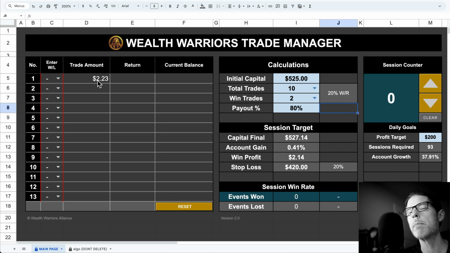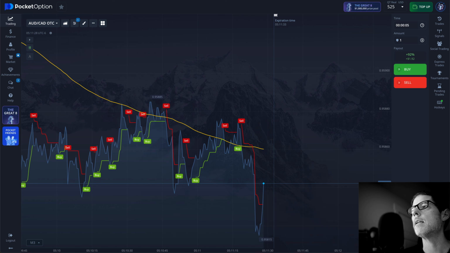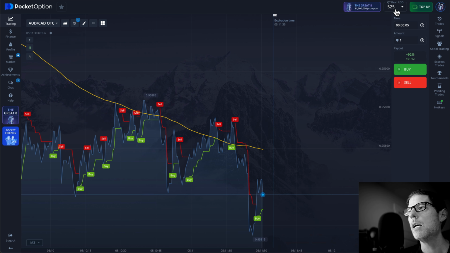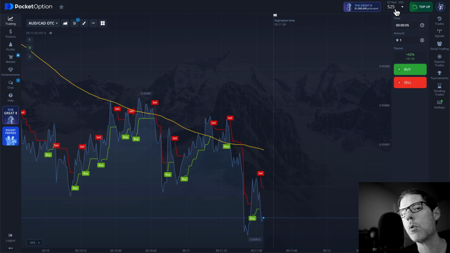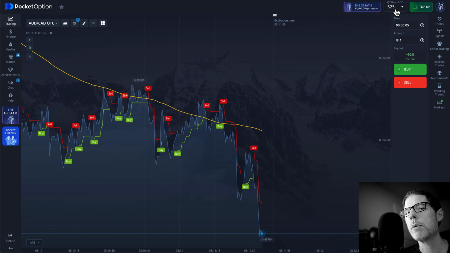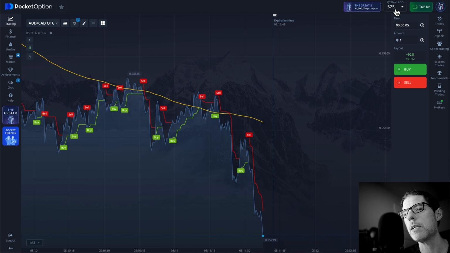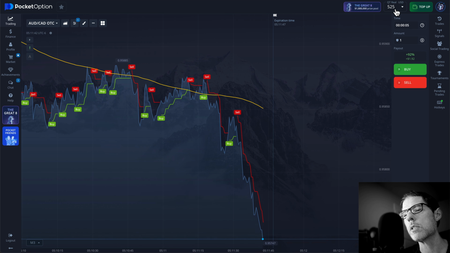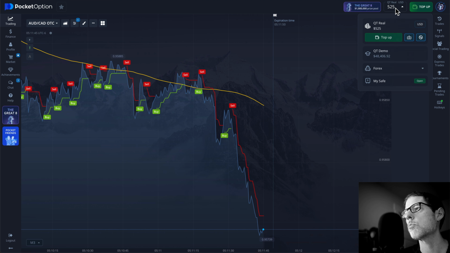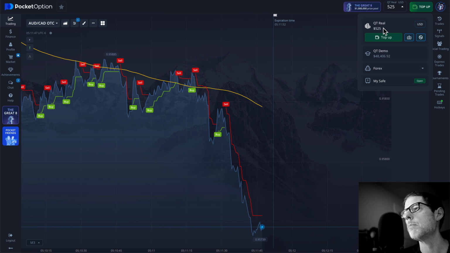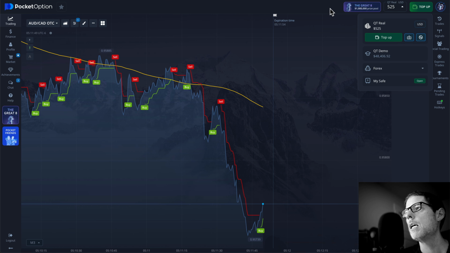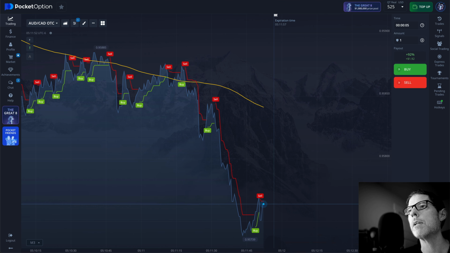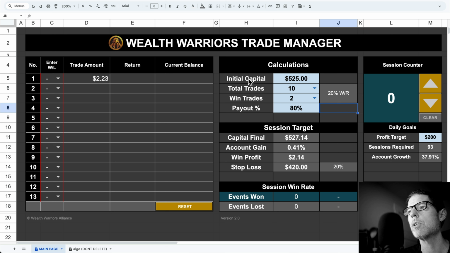Okay, so now I'll be explaining and showing you exactly how all this works. But the first step is to look up here inside Pocket Option at your balance. Now you guys can use this on a demo account or a real account. I would highly advise everybody to start on the demo account if you're using a strategy for the very first time. But for me, this is real money. Here's my demo, and then here's my real money, 525. And you want to take that amount and enter it where it says initial capital.